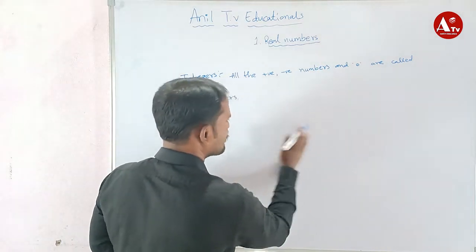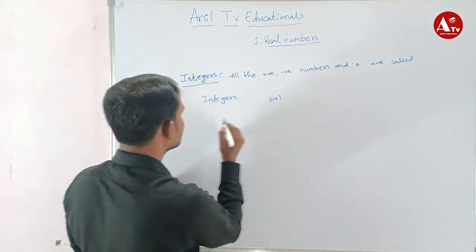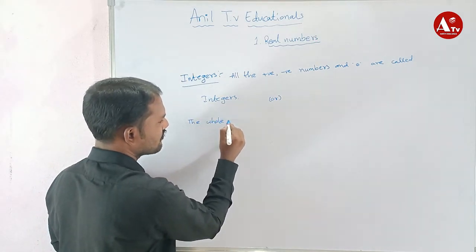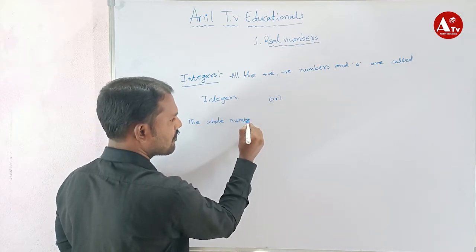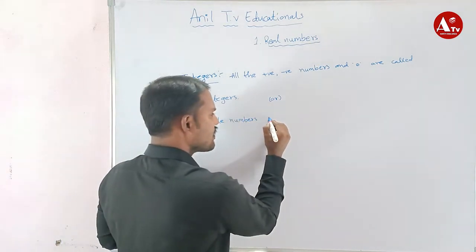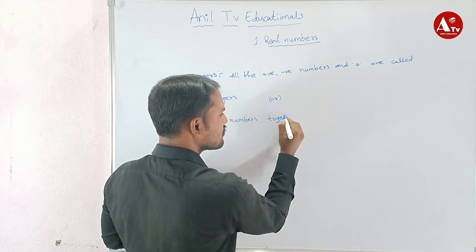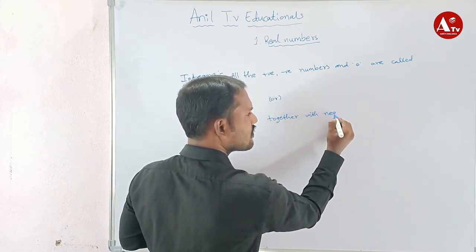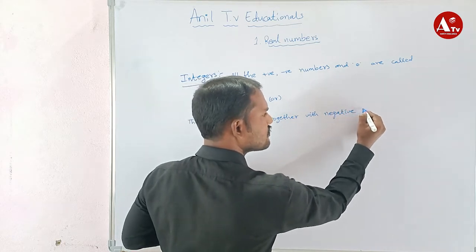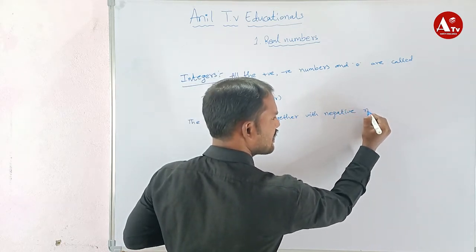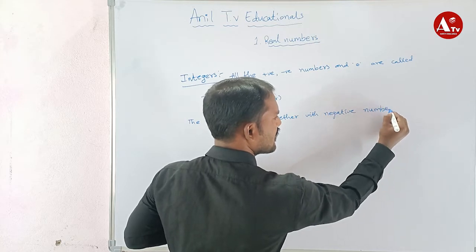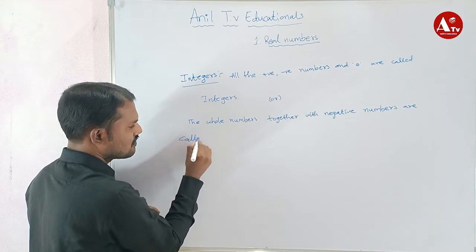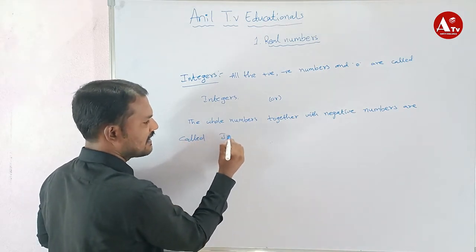Another definition: the whole numbers together with negative numbers or integers. Negative numbers are called integers.